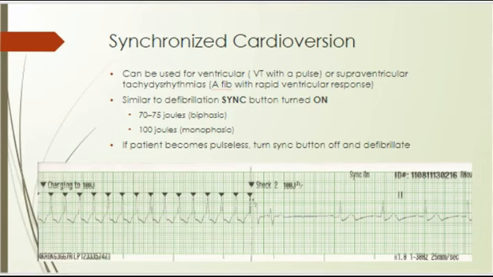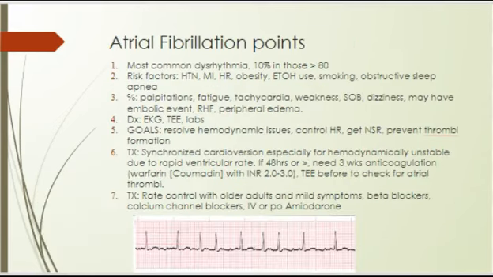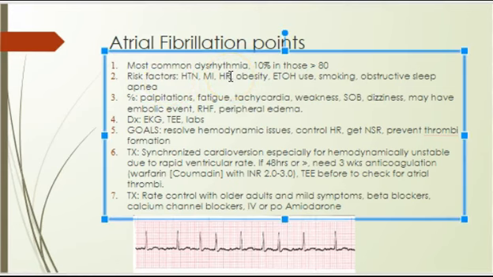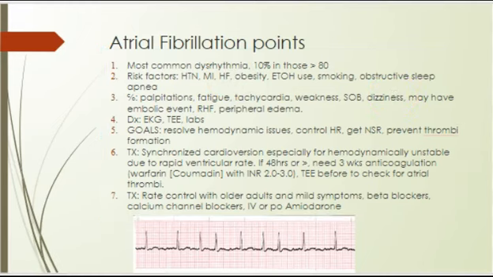Okay, so the next slide, I want to make some points about atrial fibrillation. It's the most common dysrhythmia. It occurs in 10% of those greater than age 80, and overall 1% of the population will get atrial fib. The risk factors: hypertension, myocardial infarction, heart failure. That's supposed to say heart failure, but it says HR, so let me just fix that now so this is ready for next time. Thank you. Obesity, alcohol use, smoking, obstructive sleep apnea, all those things are risk factors for atrial fibrillation.